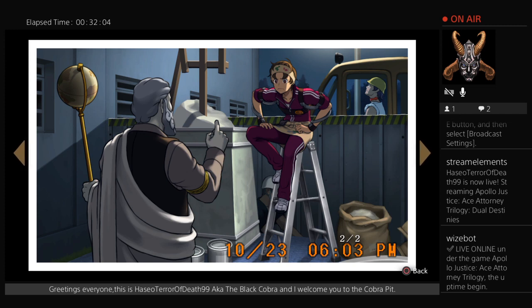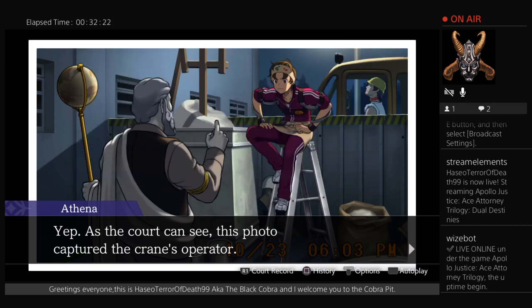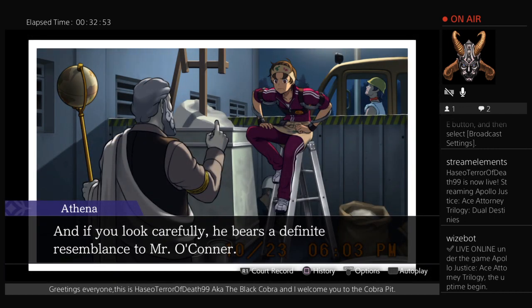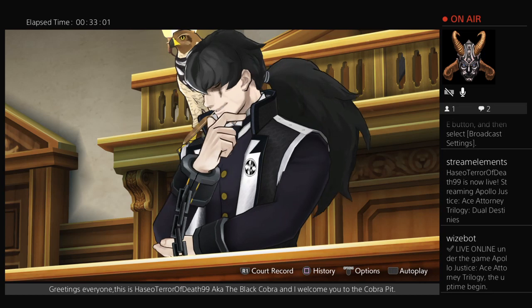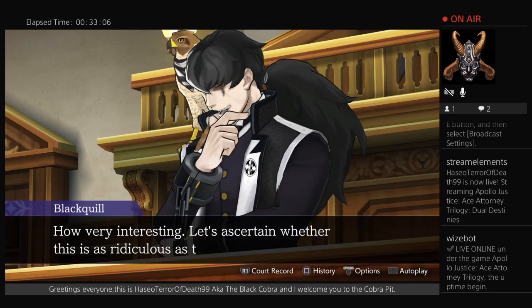I was mainly looking at Miss Newman and Professor Means, but if you take a look at the crane, you can see that is Mr. O'Connor. Yep. As the court can see, the photo captured is, sorry about that, everyone. One moment, please. Anyway, as the court can see, this photo captured the crane's operator. And if you look carefully, he bears a definite resemblance to Mr. O'Connor. Just like DNA, photographs do not lie.